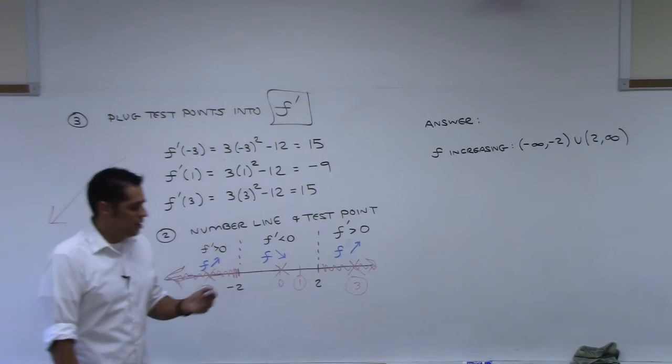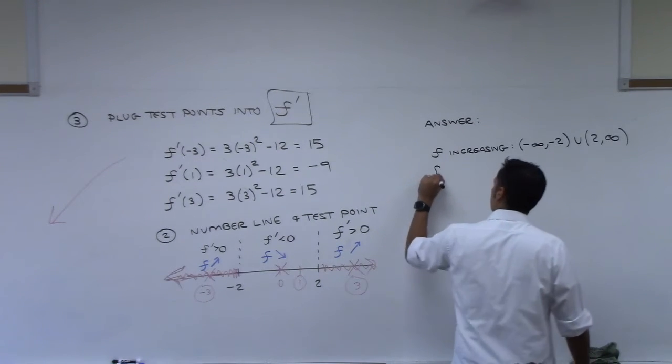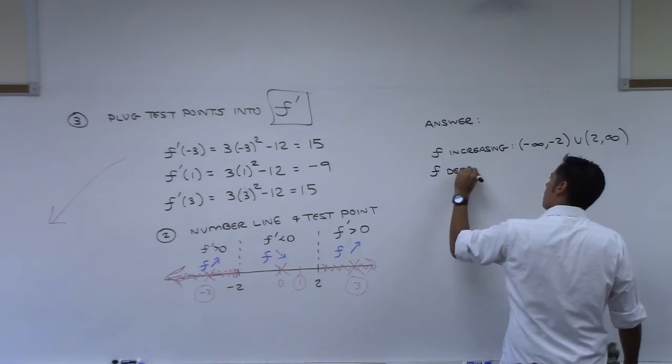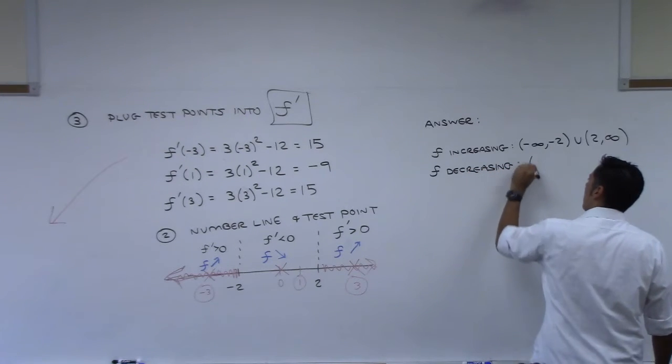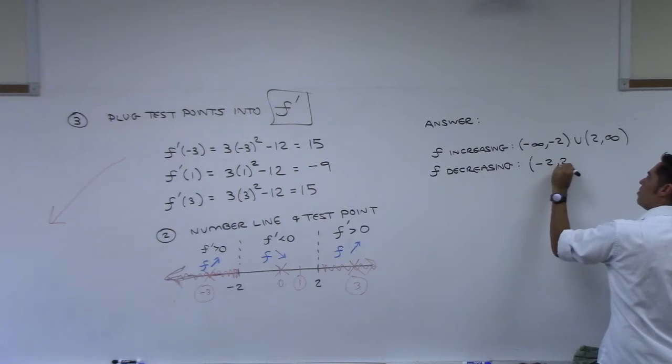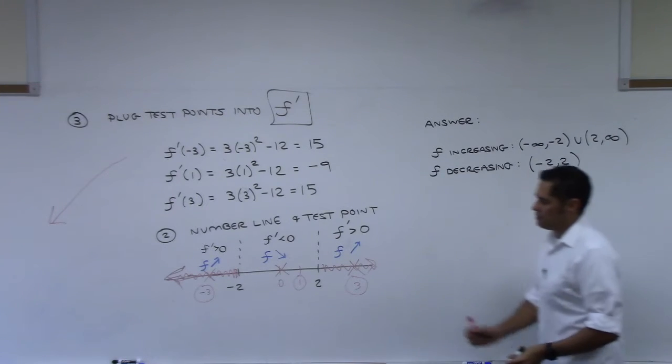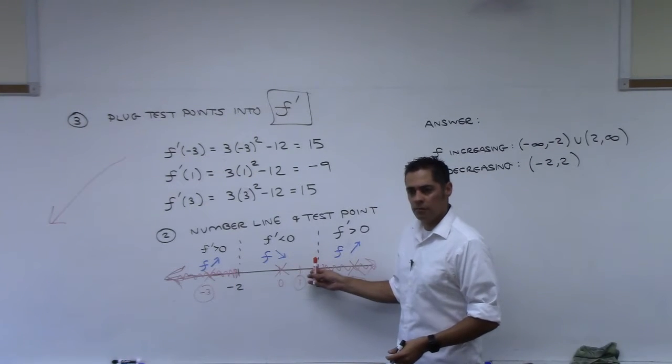Where is our function decreasing? Yeah, only between -2 and 2. So we say that with parenthesis -2, 2. That's just between here and here.